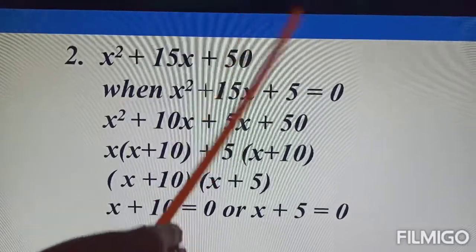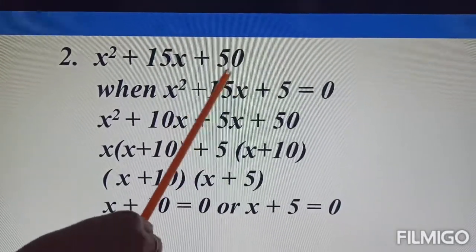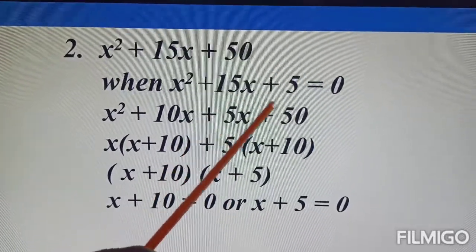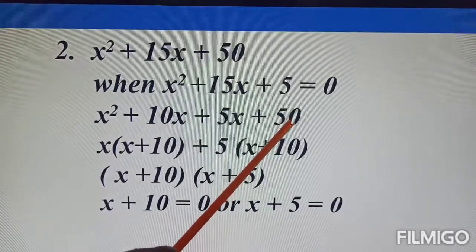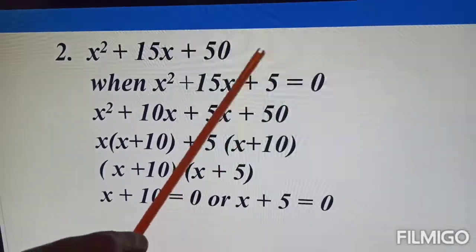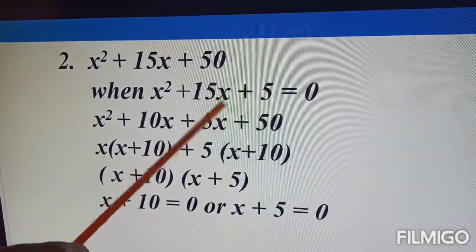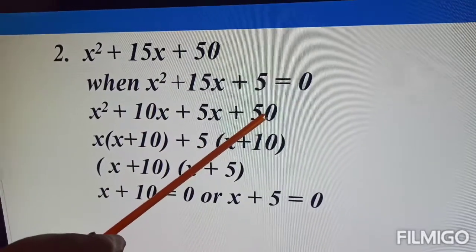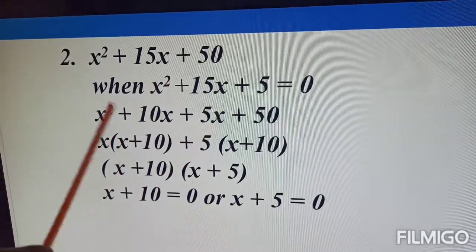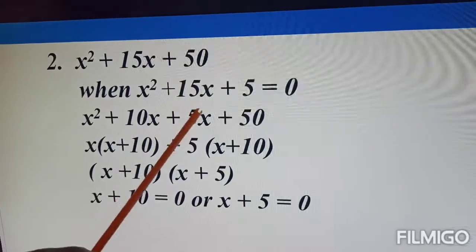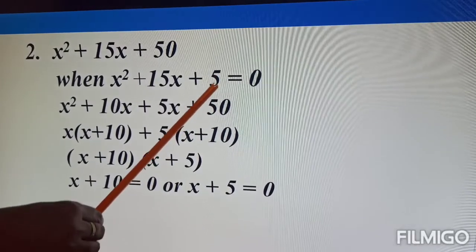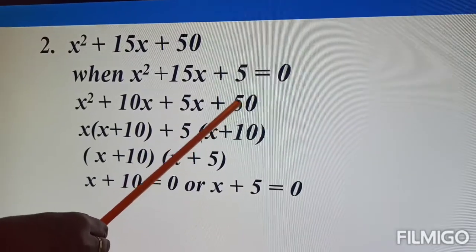If it is plus here, by adding the factors we have to get the middle term. Here the middle term is 15x. When we will get 15 by adding, what are the factors of 50? 10 and 5. 10 fives are 50. By adding 10 and 5 we will get 15. By multiplying 10 into 5, 50. That factors we have to select, and here we have to replace this term by those factors. First one will be as it is, last one 50. This is 50. That we have to keep as it is.